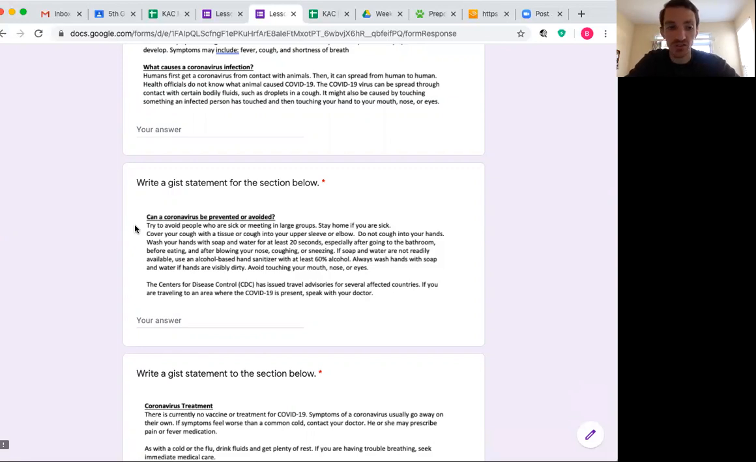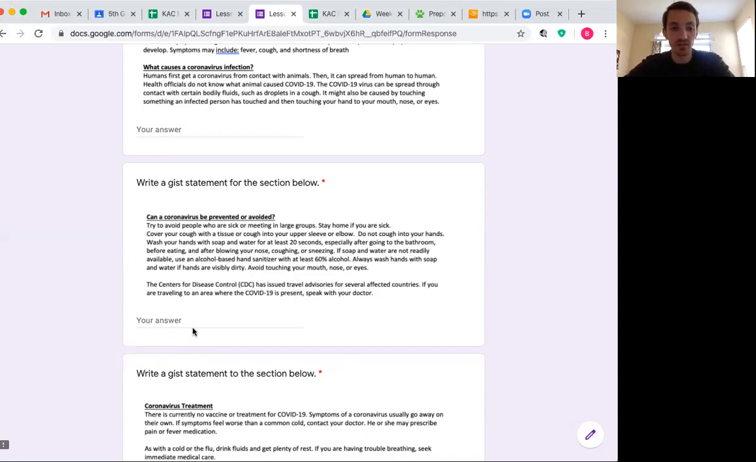Always wash hands with soap and water if hands are visibly dirty. Avoid touching your mouth, nose, or eyes. The Center for Disease Control, CDC, has issued travel advisories for several affected countries. If you are traveling to an area where the COVID-19 is present, speak with your doctor.